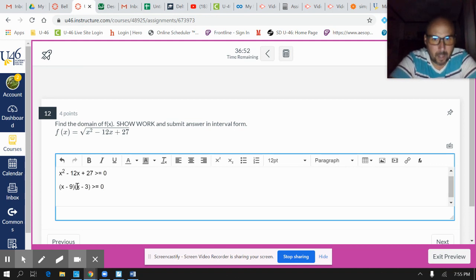And here's where the algebra stops. You have a quadratic that's greater than or equal to 0. In class, I really urged you to think about this graph. You know what a parabola looks like, and you know the zeros. 3 and 9 are the zeros. So imagine you had this parabola going through the x-axis at +3 and +9. Now, when is that parabola greater than or equal to 0? That's your domain.